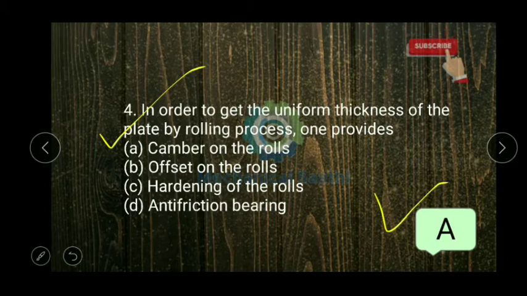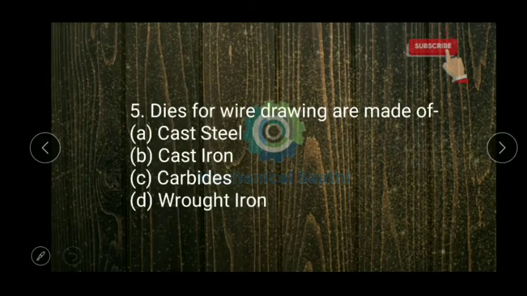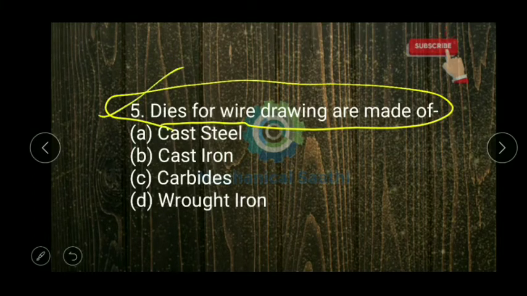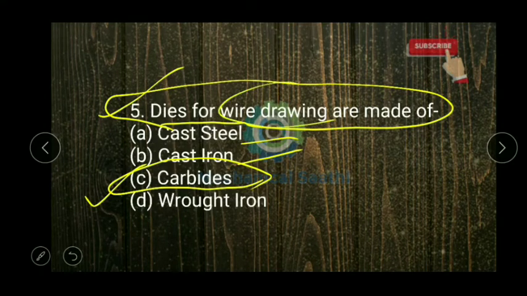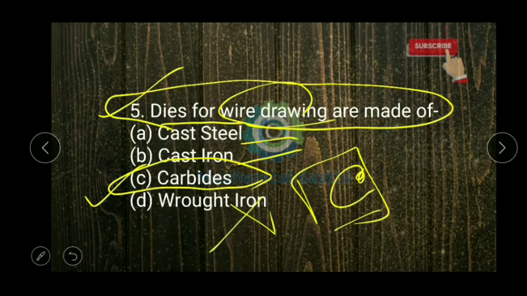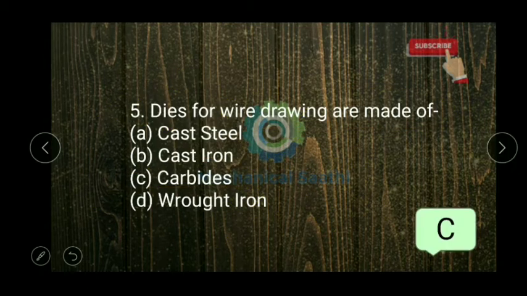Okay, then moving towards question number 5, the dies of wire drawing are made up of what? In case of wire drawing, which material is used to make dies? Is it cast steel? No. Is it cast iron? No. It is carbide. Okay, so carbide is used as the die material in case of wire drawing. So option C will be the correct answer over here, and D will not be the correct answer. It is not wrought iron. So we can say option C is the correct one. Let us check it, and here the answer is C.